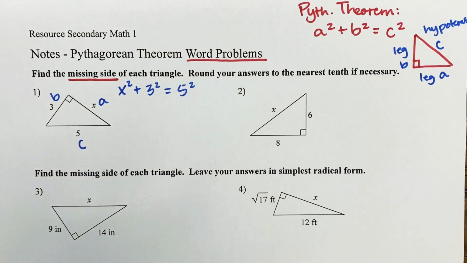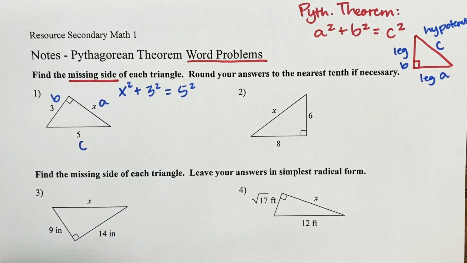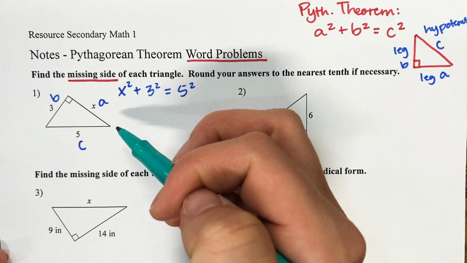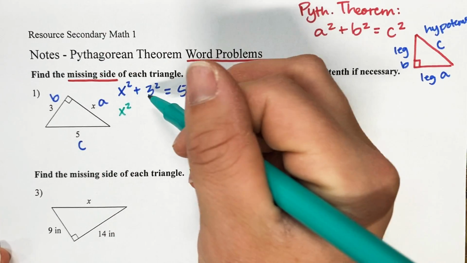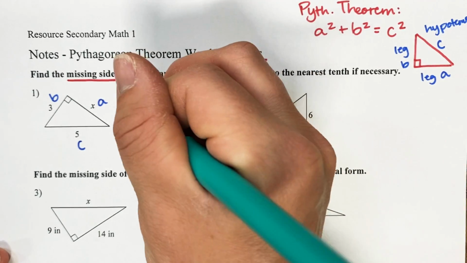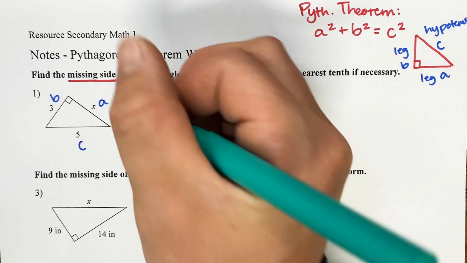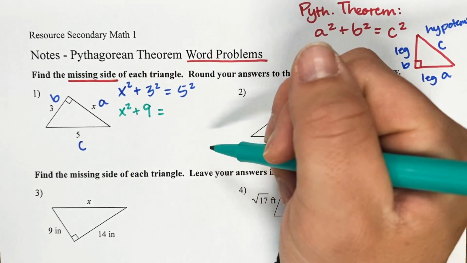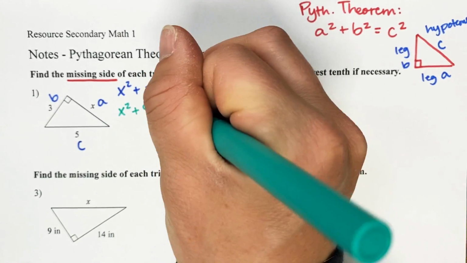Okay, let's go ahead and start solving for x. Before we do that, let's simplify. Okay, so let's start with x squared. Can we simplify x squared if we don't know what x is? No, so that just has to stay x squared. Then we have plus 3 squared. Well, what is 3 squared, or 3 times 3? We get 9. Equals 5 squared. Well, what is 5 squared? 5 times 5. We get 25.